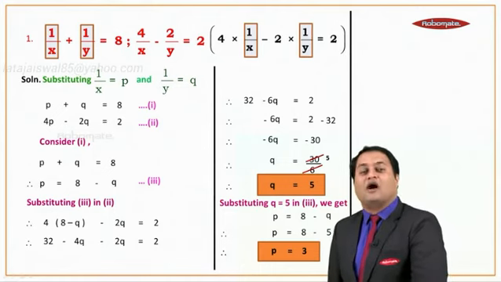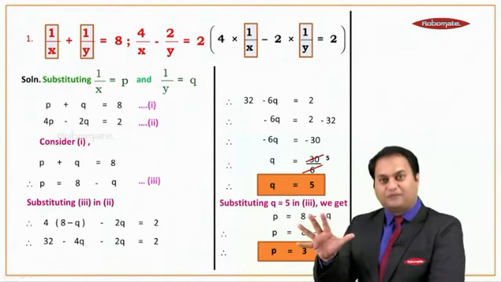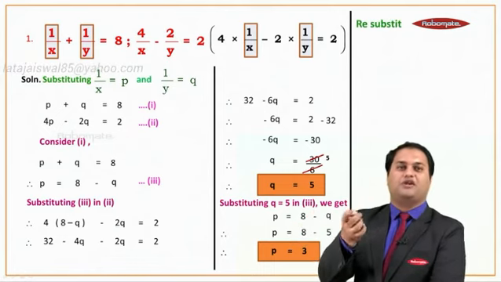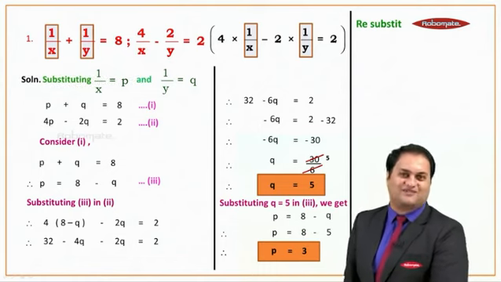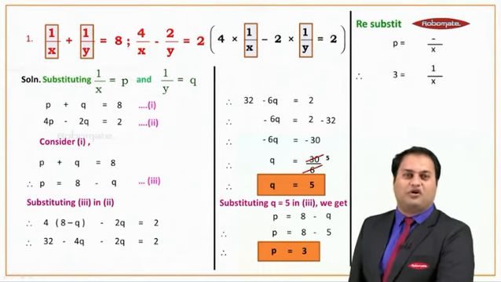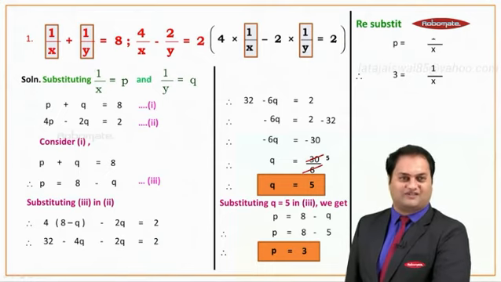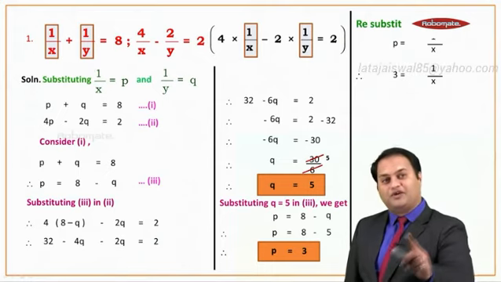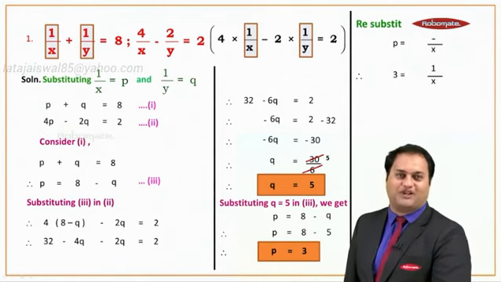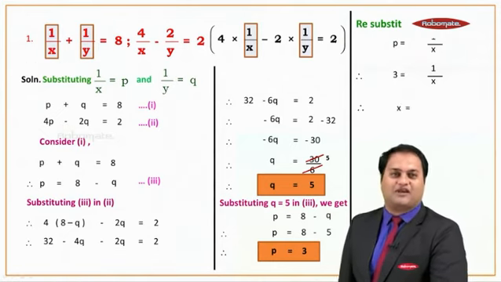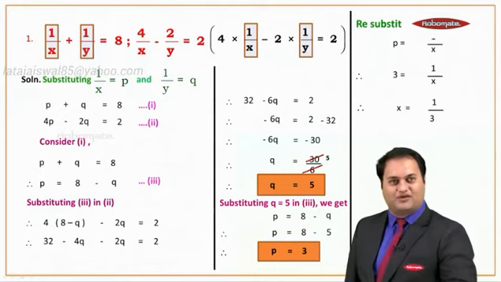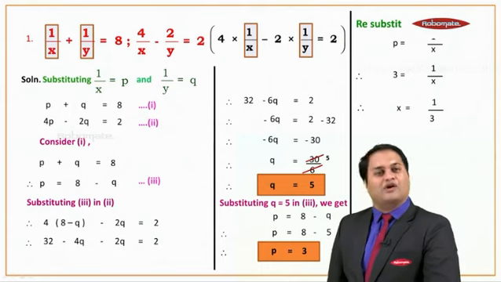Simple. How to write the statement? Substituting 1 upon x is equal to p. So now it will be resubstituting p is equal to 1 upon x. So now let's resubstitute p as 1 upon x. What is the value of p we got? 3 is equal to 1 upon x. After resubstitution, now cross multiply. x will go in the numerator, 3 will come in the denominator. Cross multiply. We get therefore x is equal to 1 upon 3. You got x.